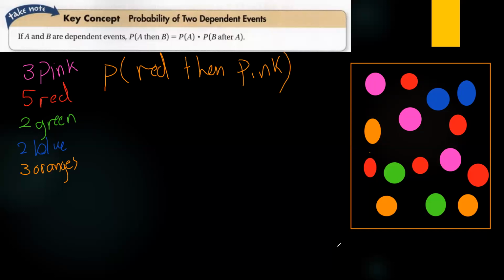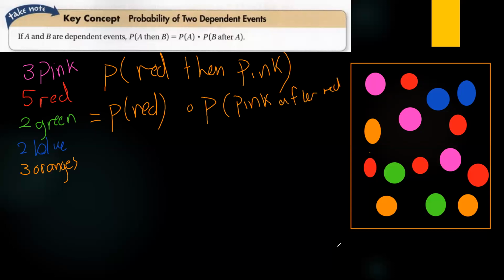Now, if I told you probability of red, then pink, here the word "then" means "and". Probability of A and B. But this "then" means that if I choose the red, I will not replace it. So first, the probability of red, then pink is the probability of red times the probability of the pink after you choose the red.